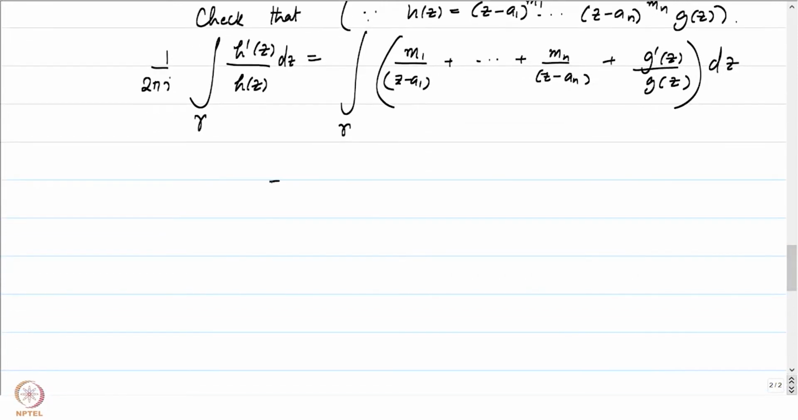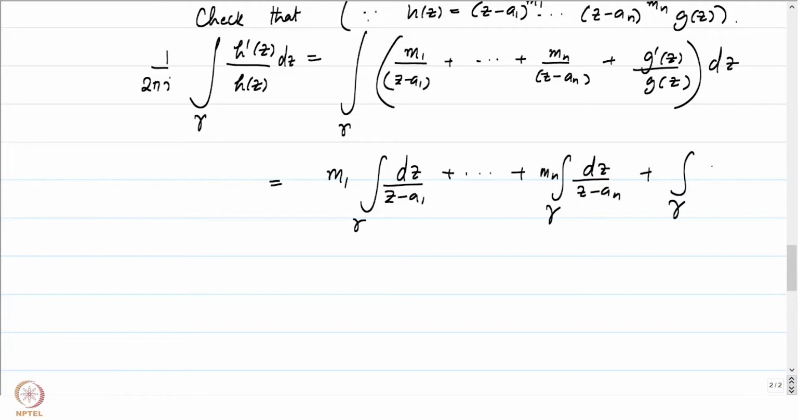Now we are in good shape, because this is going to be equal to m1 times the integral over gamma of dz by z minus a1 plus ... plus mn times the integral over gamma of dz by z minus an, plus the integral over gamma of g prime of z by g of z dz. Now let's focus on the last term. G prime of z by g of z is a holomorphic function on omega. Notice that g does not vanish on omega, so 1 by g is also a holomorphic function. In particular, g prime by g is also a holomorphic function.